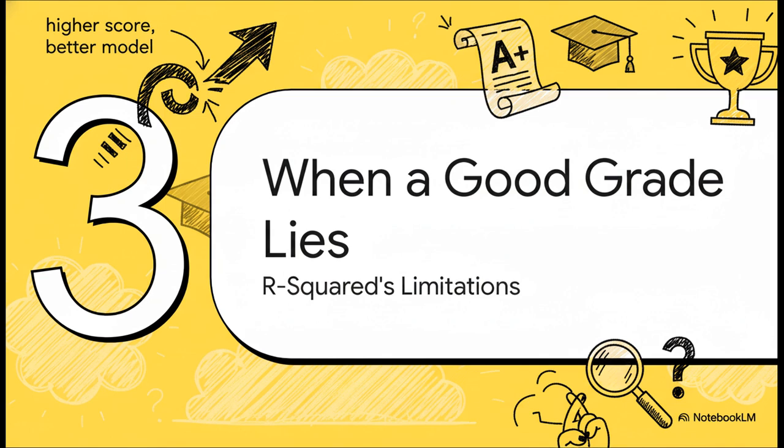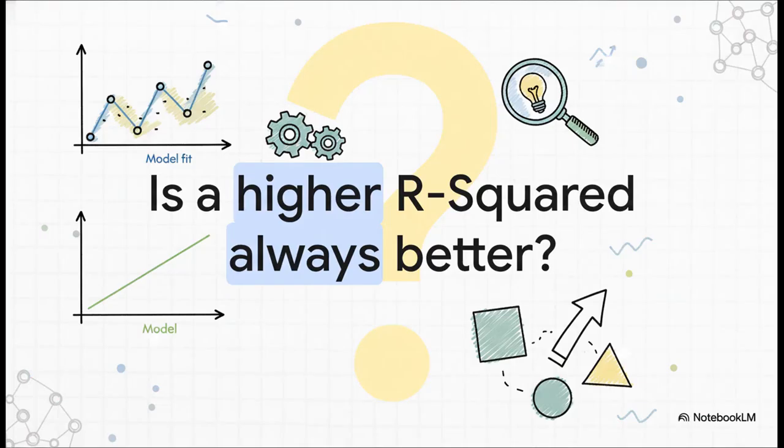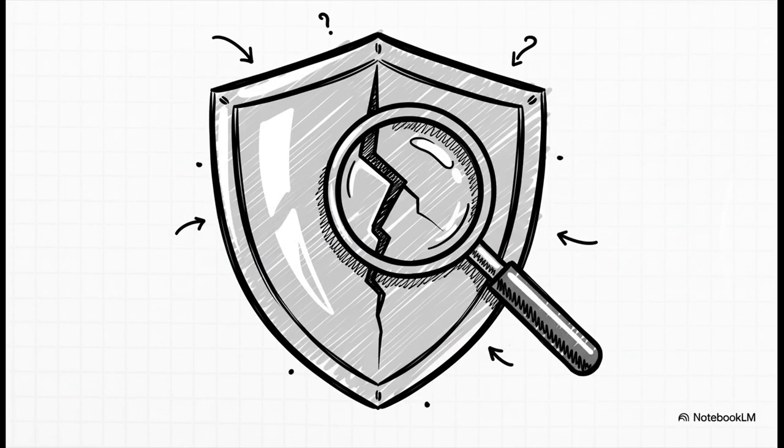Well, this is where our story takes a little bit of a twist, because sometimes a really good grade can be lying to you. And this is the absolute crucial question. If your only goal is to chase the highest R squared score possible, are you truly building the best model you can? Let's find out. The answer? Almost. And that one little word, almost, is so incredibly important because R squared has a fundamental flaw that can be seriously misleading if you're not careful.